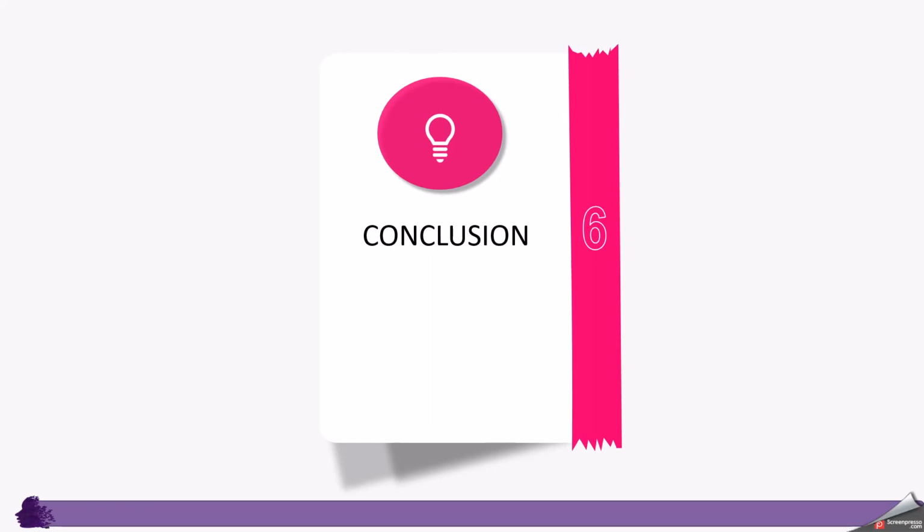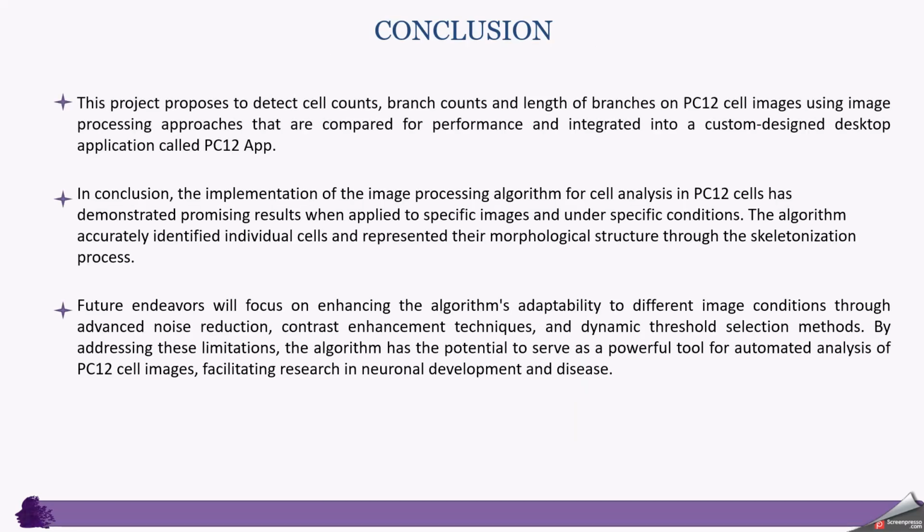In the sixth part, we will review our conclusion. This project proposed to detect cell counts, branch counts, and length of branches on PC12 cell images using image processing approaches that are compared for performance and integrated into a custom-designed desktop application called PC12 app. In conclusion, the implementation of the image processing algorithm for cell analysis in PC12 cells has demonstrated promising results when applied to specific images under specific conditions. The algorithm accurately identified individual cells and represented their morphological structure through the skeletonization process.